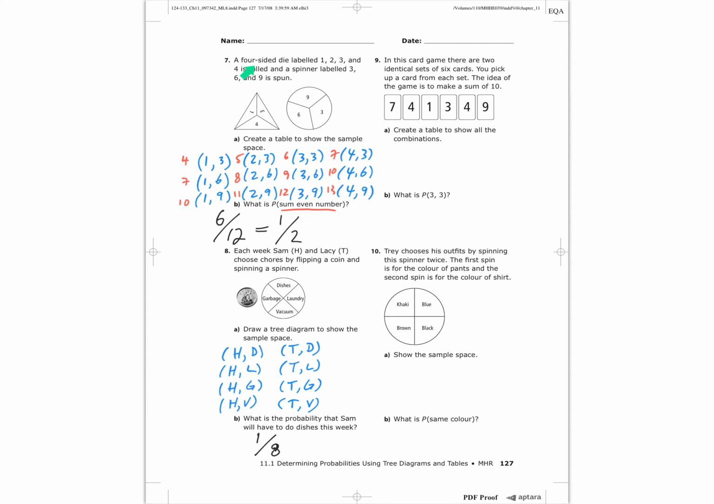Let's take a look at number 7. 4-sided die and a spinner with 3 choices. So there's 4 things that can happen on this one and 3 things that can happen on this one. When we multiply those together, we get 12. So we know how many outcomes there are, right? 4 times 3, so there's 12 here. Down here, the coin had 2 things and the spinner had 4. And when we multiply 2 times 4, we get 8 possible outcomes. So we can kind of use that shortcut to figure out how many total things can happen.